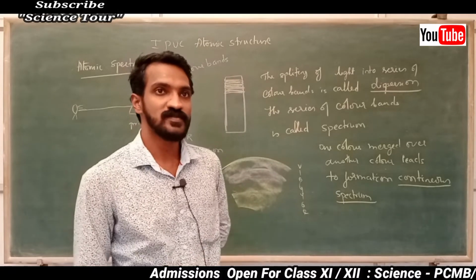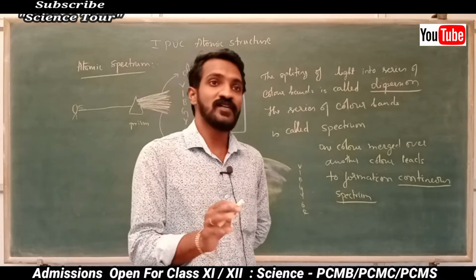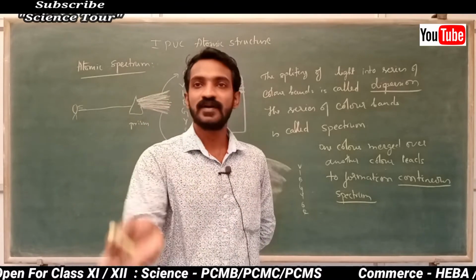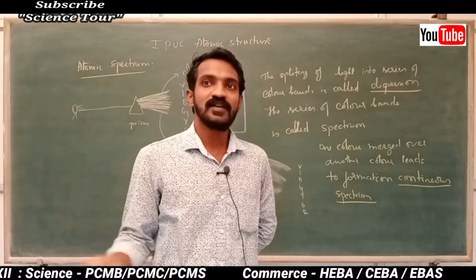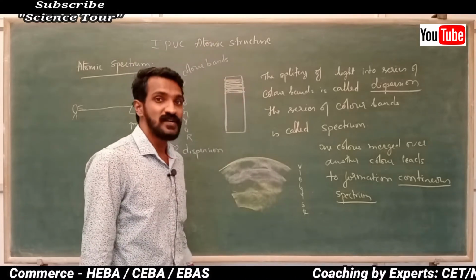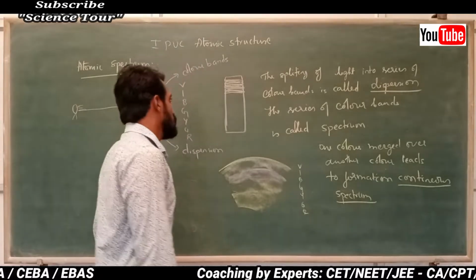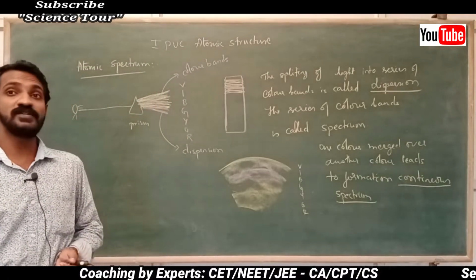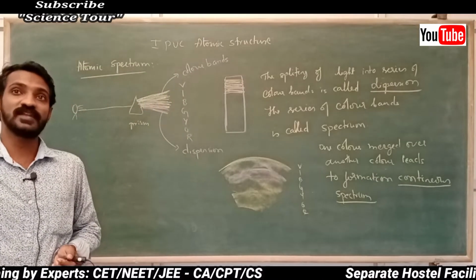Understood? No doubt. If there is one color, one gap, another color, another gap, like that, it is called a discontinuous spectrum. But a rainbow is an example of a continuous spectrum. One color merged over another color.